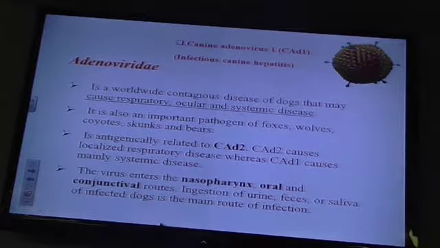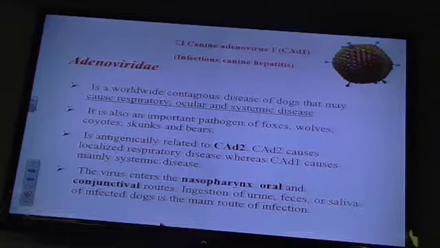Now, the vaccine that you give to the dog has the canine adenovirus 2, not 1. And the reason for this is that canine adenovirus 2 can protect against adenovirus 1. It does not cause corneal opacity, and it does not shed the virus for a long time, which is important in transmission.